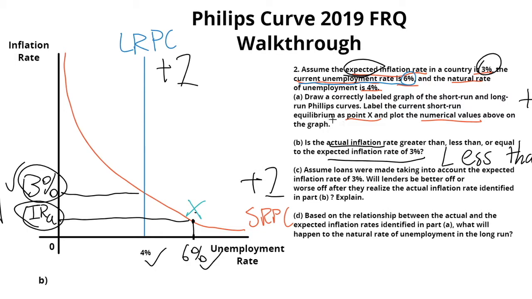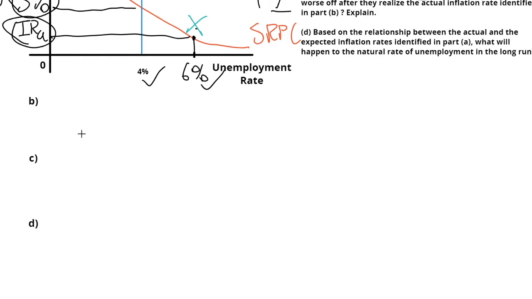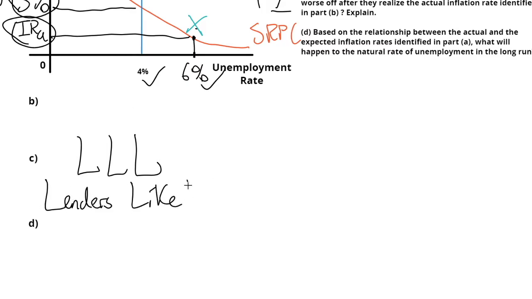So part C asks if lenders will be better off once they realize the lower inflation rate, and if they'll be better off or worse off. There are two ways to solve this. So one is using my acronym that I developed specifically for this, LLL. This means lenders like lower. Using this logic, if lenders like lower, then borrowers will like higher. And so that just basically gives you the general answer, but let's understand why.